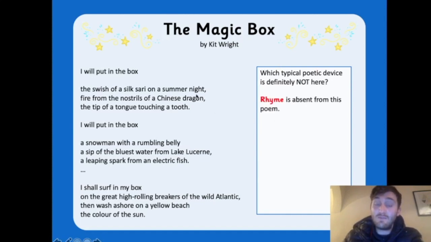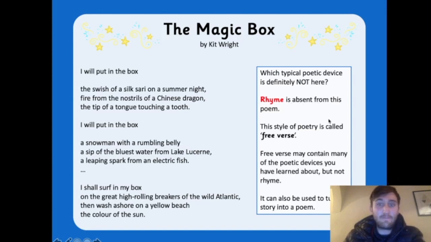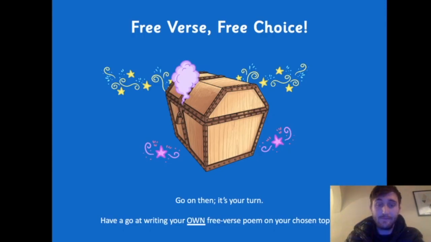Rhyme. So none of these words rhyme, and rhyme is absent from this poem. So that means that it's just not there. And this style of poetry is called free verse. Free verse may contain many of the poetic devices you have learned about, but it doesn't include rhyme. And it can also be used to turn a story into a poem. So free verse, free choice.